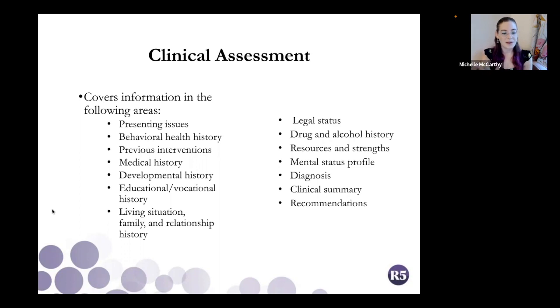Before we move on, any questions about the clinical assessment? Not the technical, how do I do it questions, but just on a wider scale, I suppose.